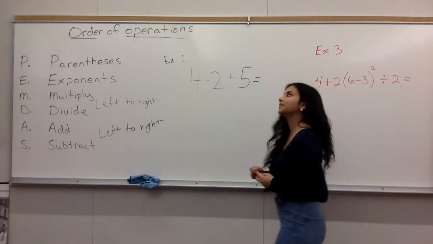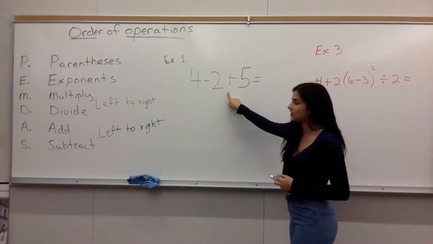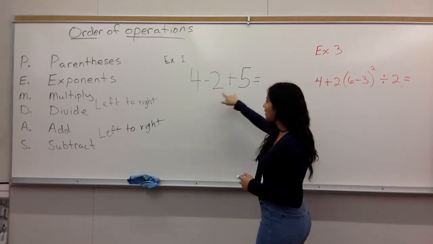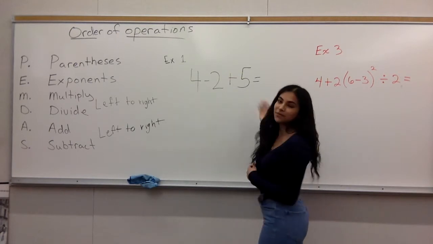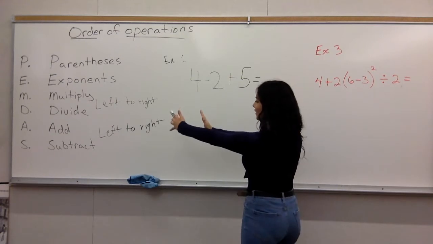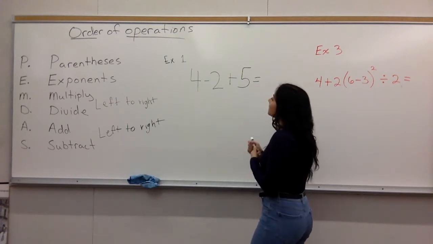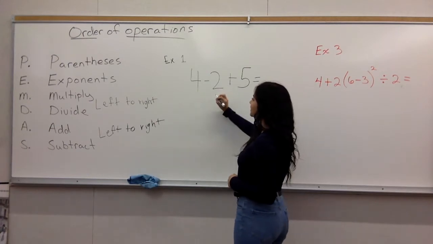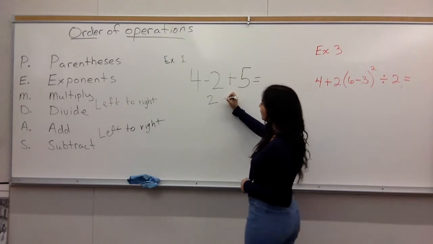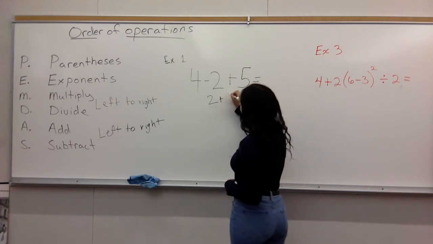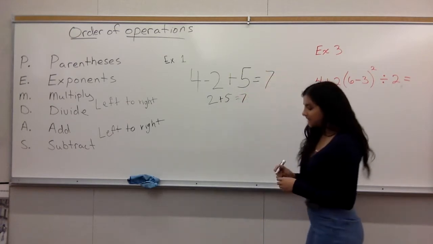So let's look at this. Here we have a problem that has both subtraction and addition. Now, which one are we going to do first, the subtraction or the addition? Well, whichever one comes first from left to right, as if you were reading a book. You read starting over here, moving along the page from left to right. So you do 4 minus 2 first, and you get 2. Then you add the 5, and you get 7. So 2 plus 5 equals 7. And this is the correct answer.